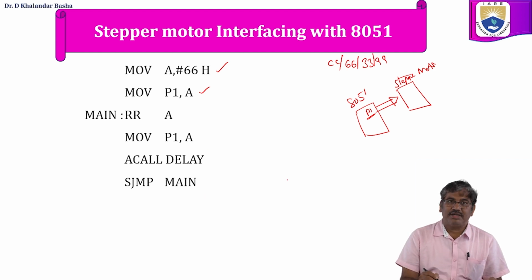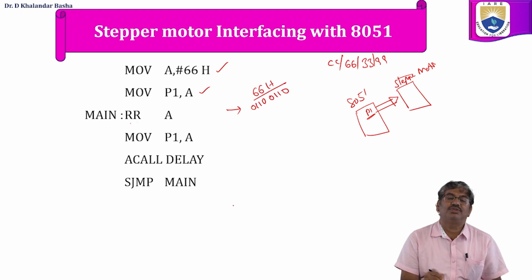For getting the next pattern, we have to rotate the contents towards the right side by 1 bit. For rotating right, we will use the rotate right instruction on the accumulator content, which rotates the contents of the accumulator. Previously it is 66H. How can we write it in binary format? 0110 0110. This is 66H. For the next excitation, we shift this towards the right side by 1 bit.